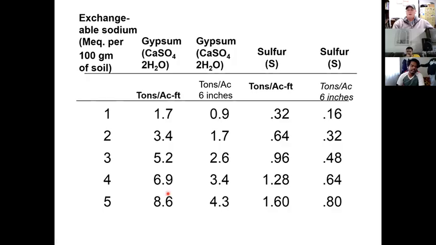If the sodium is super high, we've got to put on 8.6 tons of gypsum and only 1.6 tons of elemental sulfur. So you can see that, again, sulfur is more effective, but price is a concern. And so if you have a lot of sodium in the soil, you've got to add a lot of gypsum to take care of that sodium.